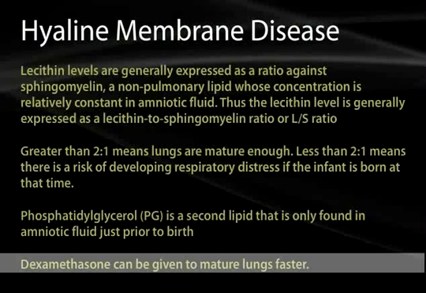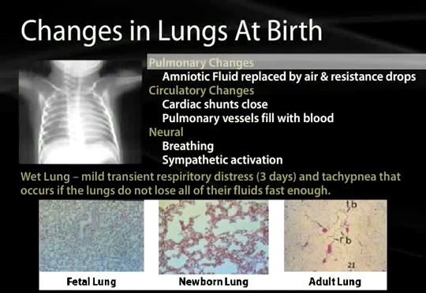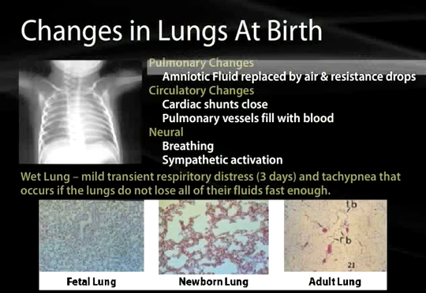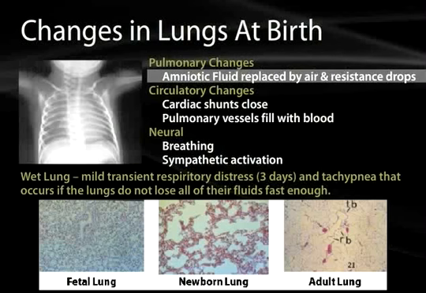Dexamethasone can be given to help mature the lungs faster, as well as the surfactant. So if there's a pregnancy that's high risk and they want to try to develop the lungs prior to inducement, they can provide dexamethasone for a little while to make sure that that baby comes out with healthy and functioning lungs.